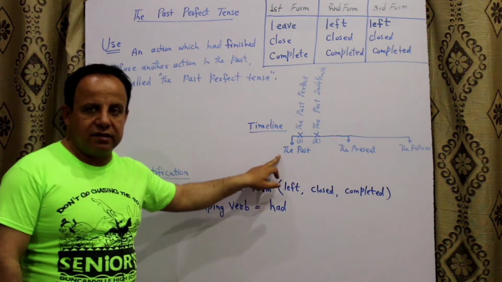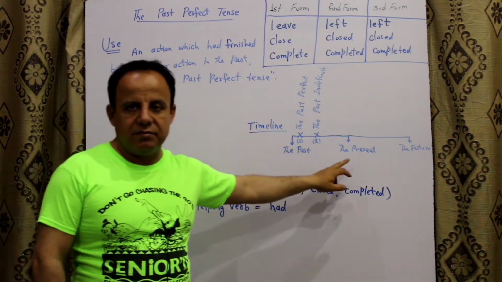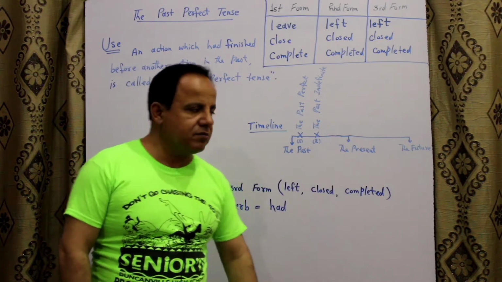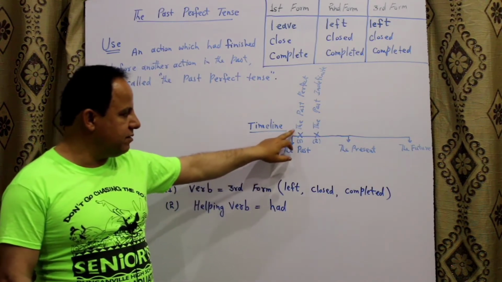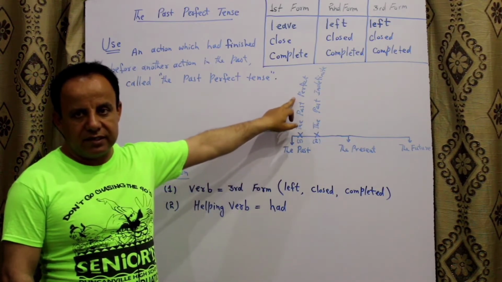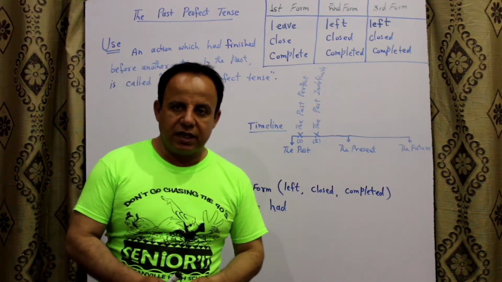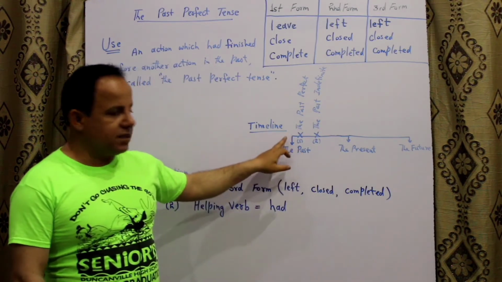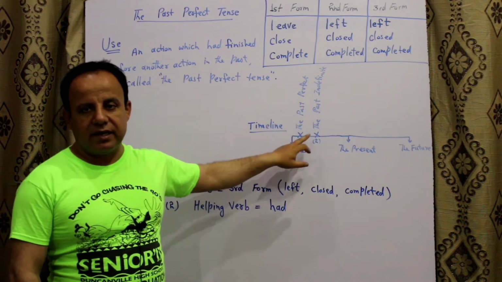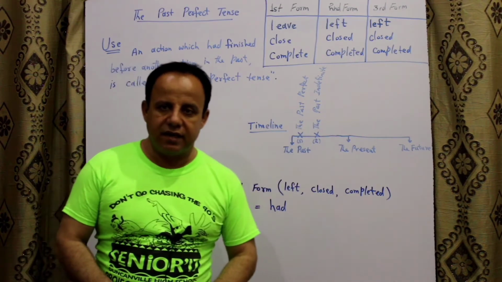You can find here there are three tenses: the past tense, the present tense, and the future tense. And again, there are two actions. The first action is known as the past perfect tense, and the second action is known as the past indefinite tense. Both happened in the past. So the first action is the past perfect tense, and the second action is the past indefinite tense.